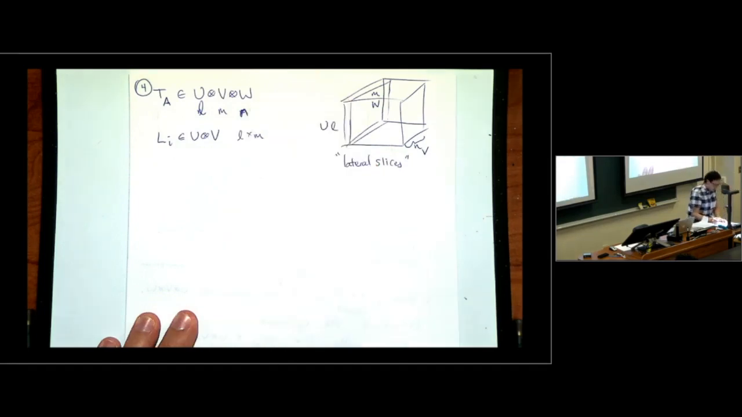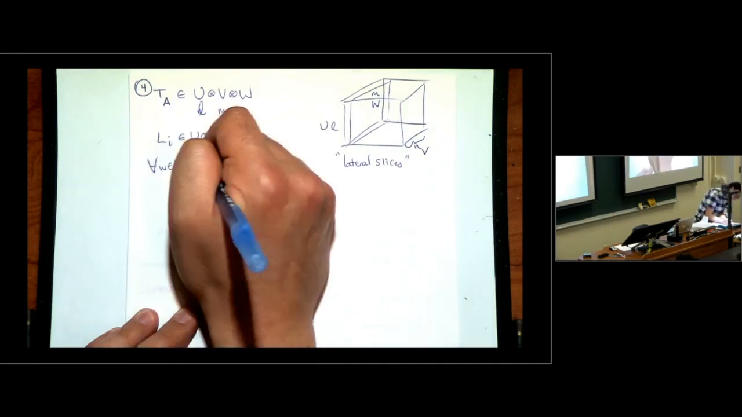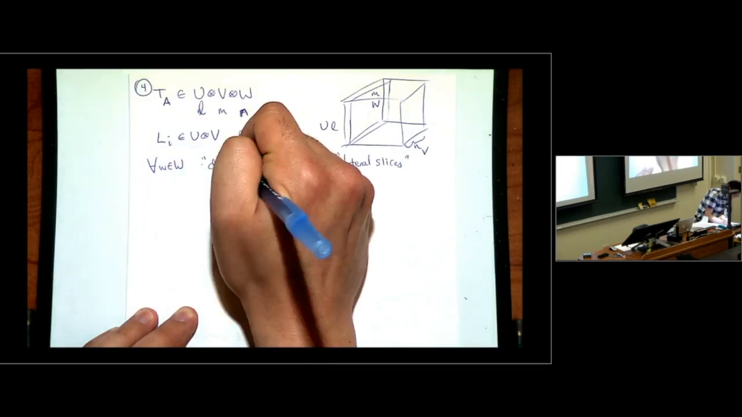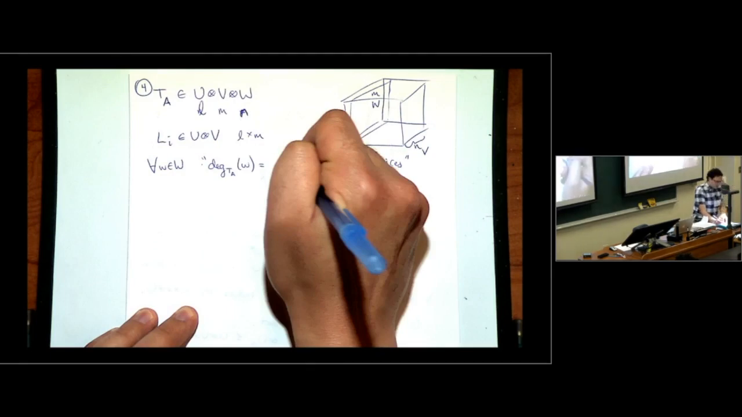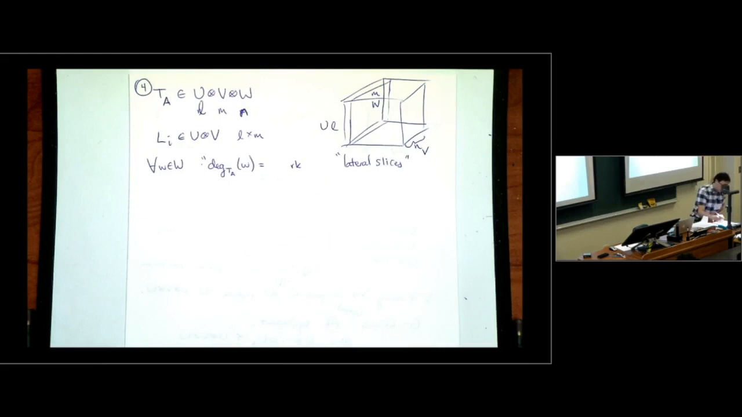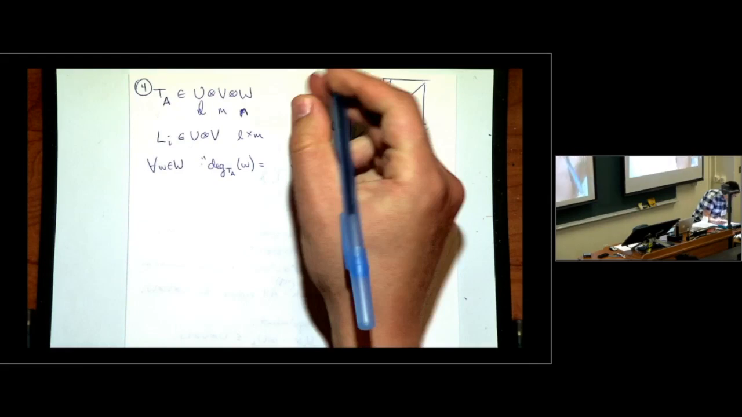And what I'm going to say is, for all w in W, I'm going to define the degree relative to this particular tensor of w to be, I take a linear combination of these lateral slices, so my vector w is telling me which slices to add up in what proportions. So sum w_i L_i. And then I'm just going to take the rank of that.